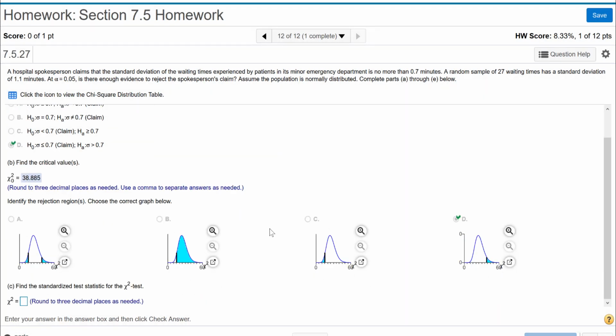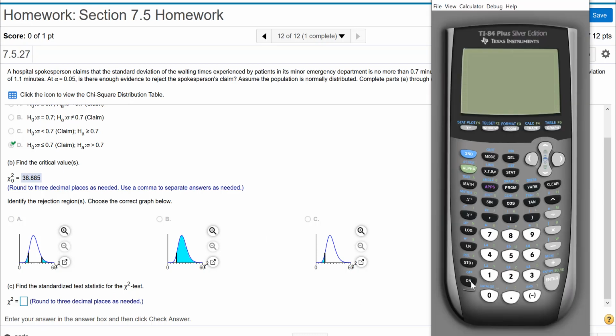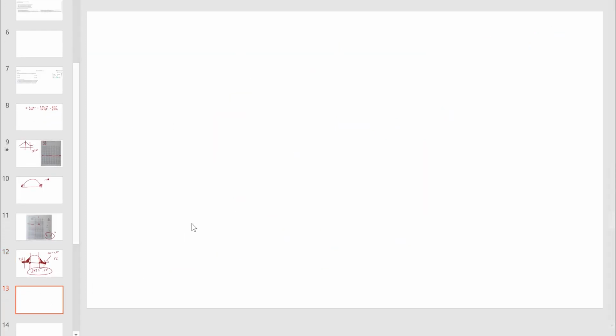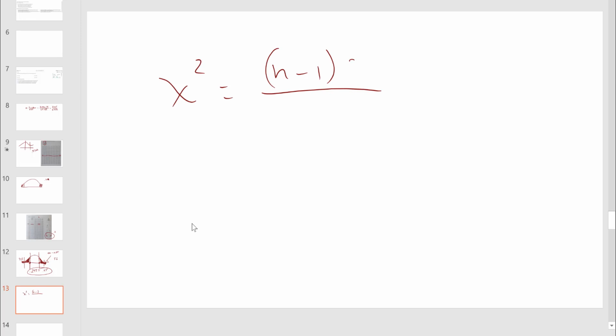All right. Find the standardized test statistic now for us. So now what we've got to do is use a little formula here. Should we write down the formula real quick? No, let's go to here. Yeah, that's my little extra sheet. The formula that we need to use is n minus 1 times s squared over sigma squared. Let's punch in those numbers. Let's see what we get for our value.